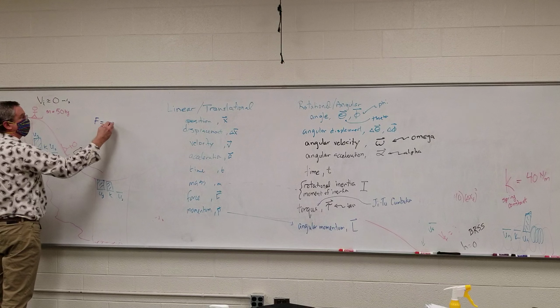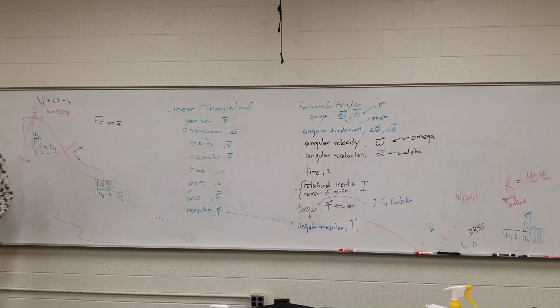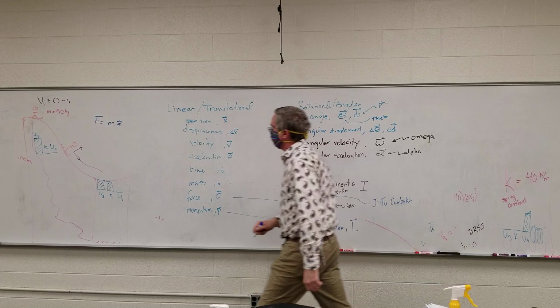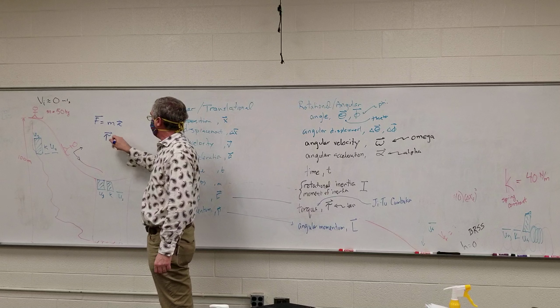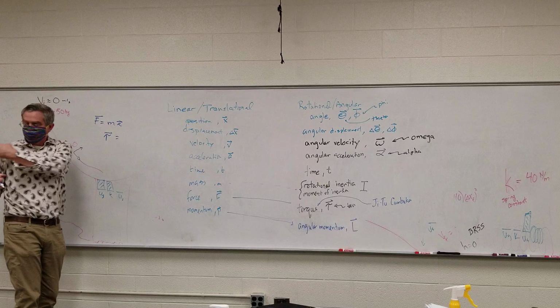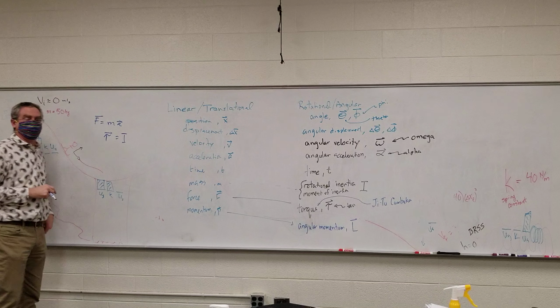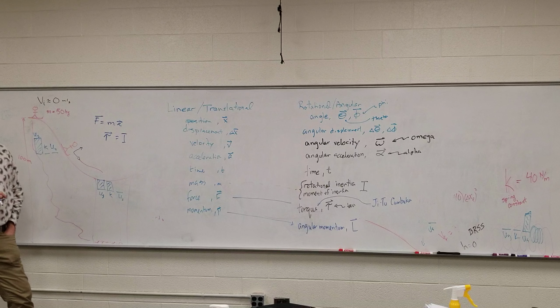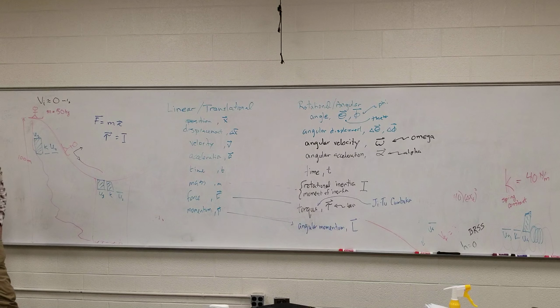F equals ma. To get the new formula, we just go to the analog. What is the analogy or the analog for force? Torque. Torque equals the analog of mass. Moment of inertia. And analog of acceleration. Alpha? Yeah. So Newton's second law for rotating units.